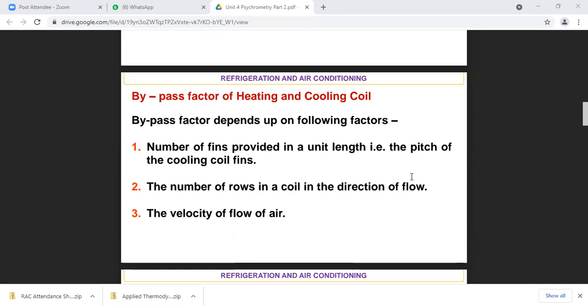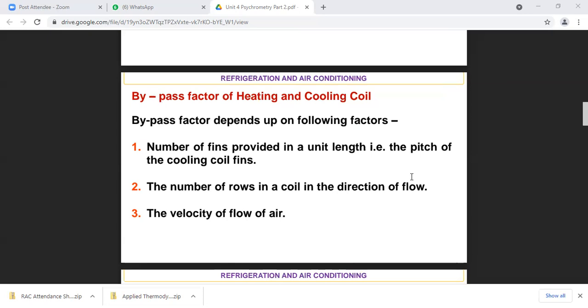So we can say that this part of the air leaves the cooling apparatus at the same condition as it entered, and mixes with the cooled air, giving the condition of the mixture of the cooled and initial air. So the bypass factor increases as the velocity of the air over the cooling coil increases, and decreases as the pitch of the fins decreases, so decrease in the number of the cooling coil.